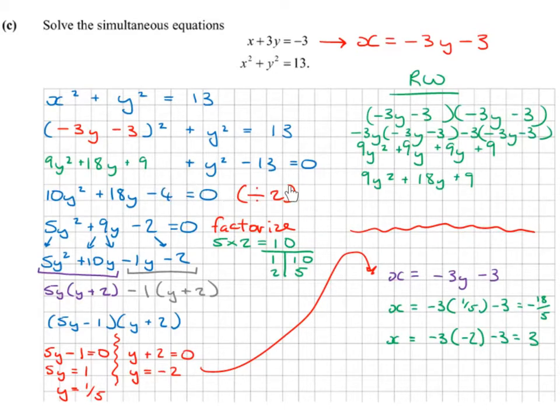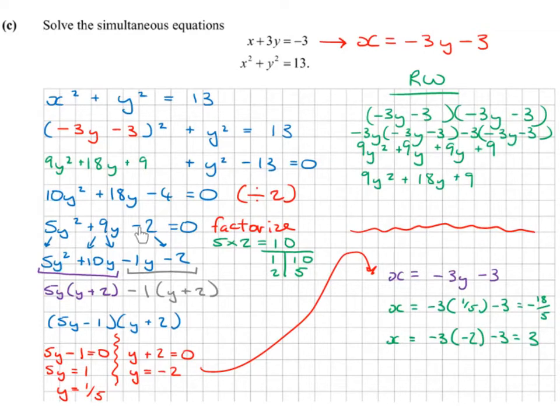Next I'm going to divide across by 2. 10y squared divided by 2 is 5y squared. 18y divided by 2 is 9y. Minus 4 divided by 2 is minus 2. Next I'm going to factorize and solve, or I could have used the minus b formula. Bring down the 5y squared, bring down the minus 2. 5 times 2 is 10, so the factors of 10 are 1 by 10 and 2 by 5. So I'm going to go with 1 by 10.